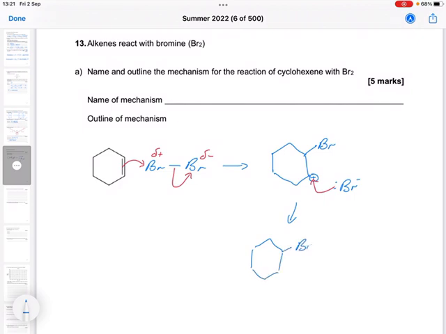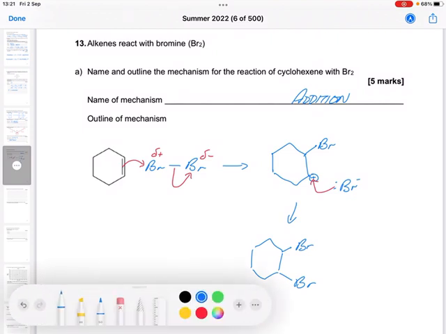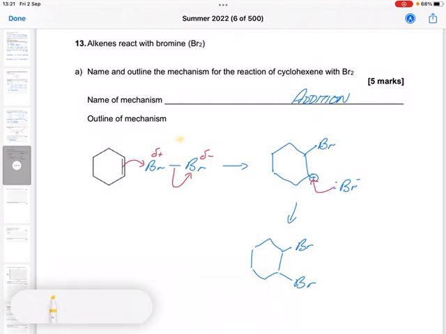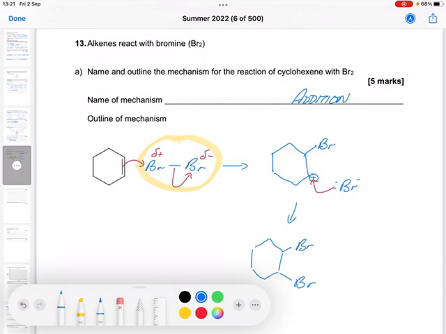And hopefully you can see that it's an addition reaction. Okay, so bromine has been added to the molecule. And if I draw a line around the reactant, that's that thing there, you can see that it's accepting a pair of electrons, which therefore makes it an electrophile.